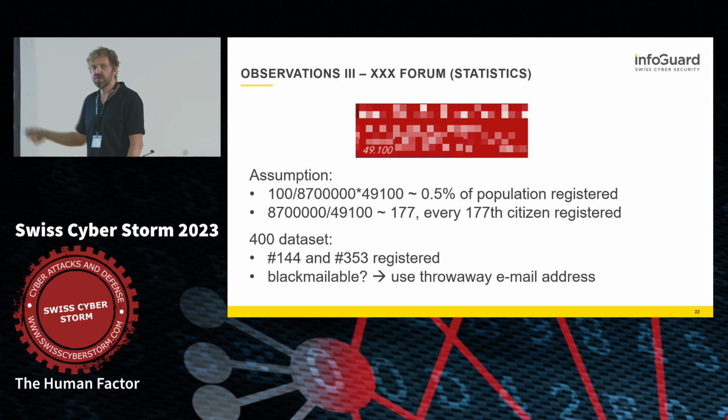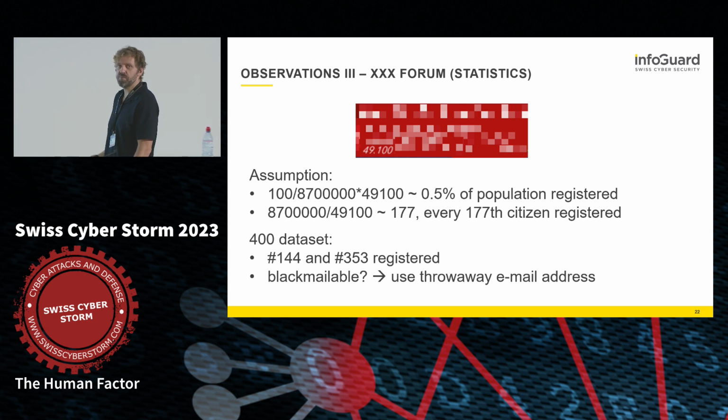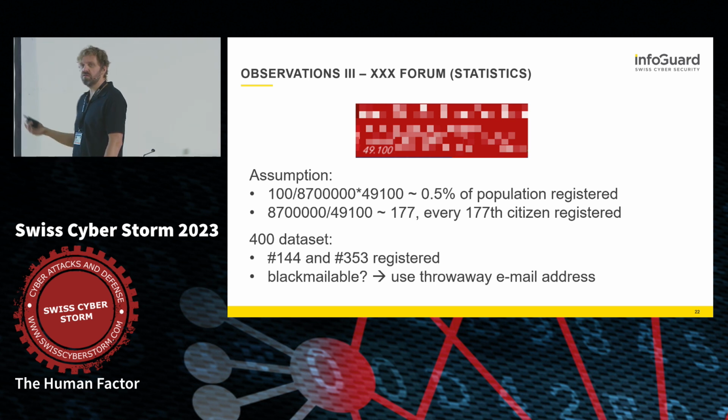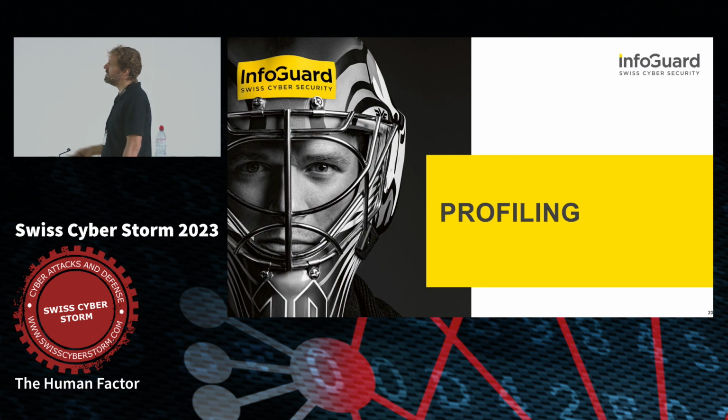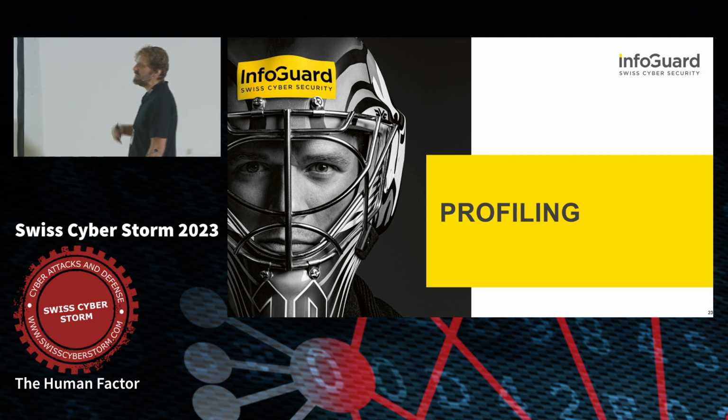your private email here? Could you make yourself blackmailable? So maybe if a hacker found out that the CXO of a company is registered here, could this be useful information? Could maybe his wife or her husband be interested in this information? Maybe. So yeah, you don't want to be number 144, number 353. Use throwaway email addresses.